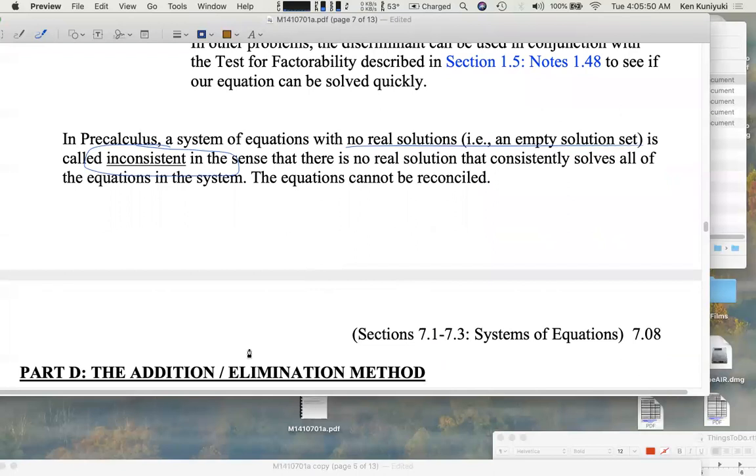All right, next up, we're going to discuss the addition or elimination method next time.